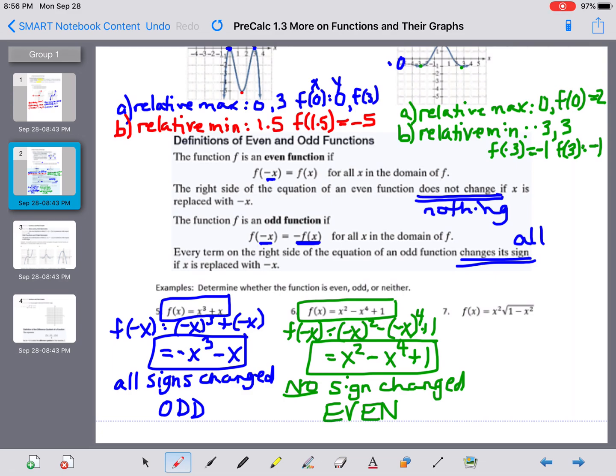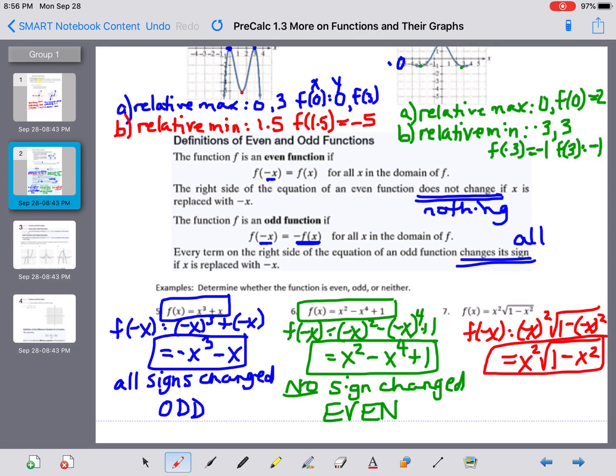Okay, it's a little bit different function, but we still do the same rule. We're going to plug in a negative x and see what happens. I plug in negative x into the square root of 1 minus negative x squared. Well, negative x squared, that's 2 negatives. It still stays a positive, so I just get x squared. My 1 doesn't do anything, minus a negative x squared, again 2 negatives, and that just stays positive x squared. I look, there's nothing more to simplify.